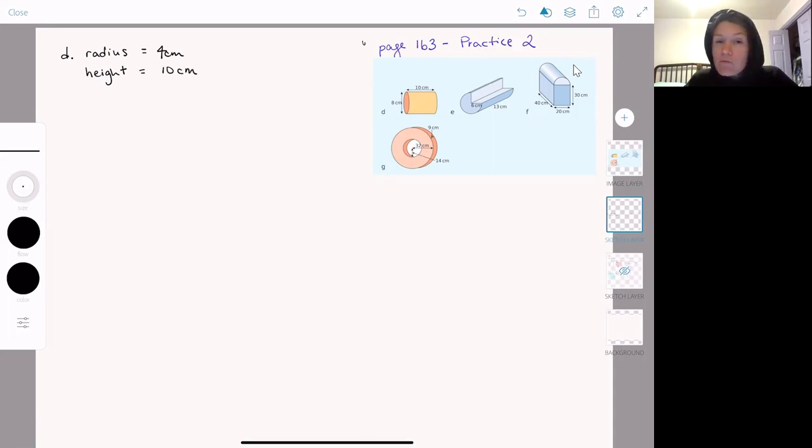Do you remember the equation from the prior page? What is the volume of a cylinder? Pi r squared times h. So here we want to plug in the values that we have, putting brackets around the 4 whenever we substitute values.